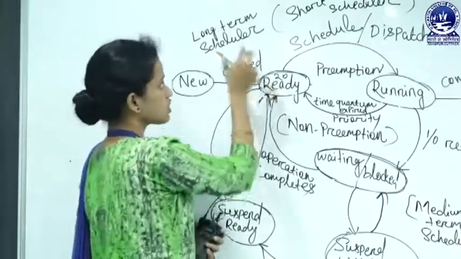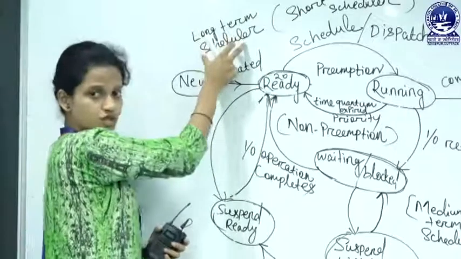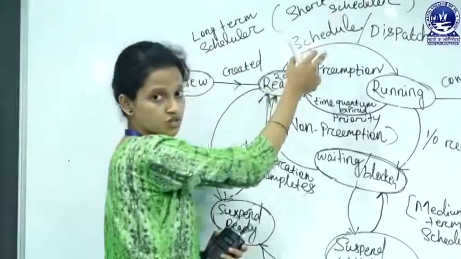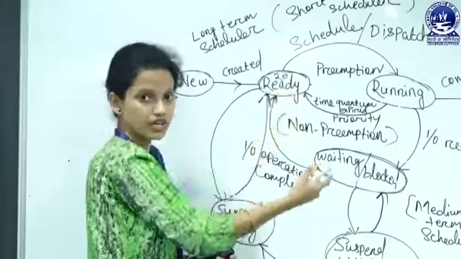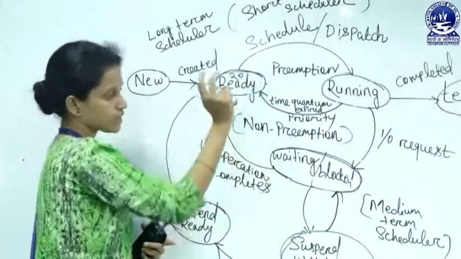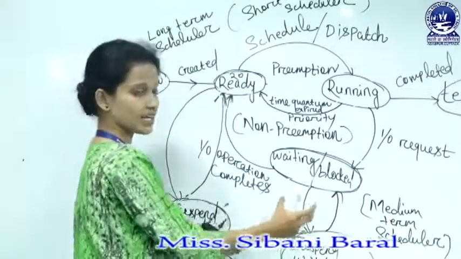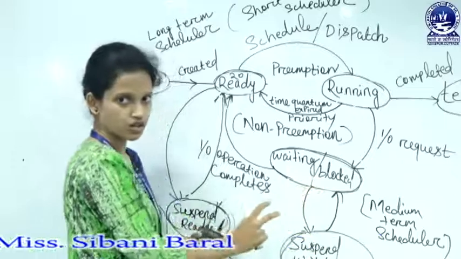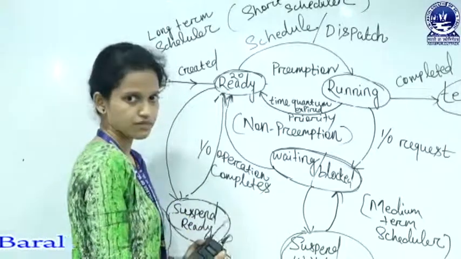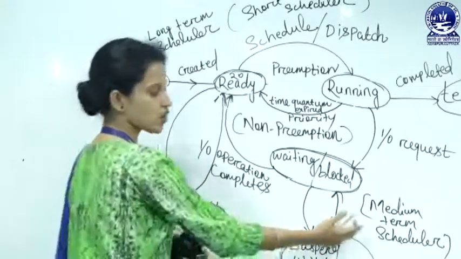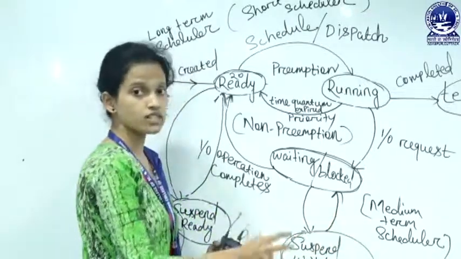The frequency of the long term scheduler is very low. The short term scheduler has the highest frequency, it is called very frequently and very fast, and after that comes the medium term scheduler. It is not called so frequently, and it does not take so long.